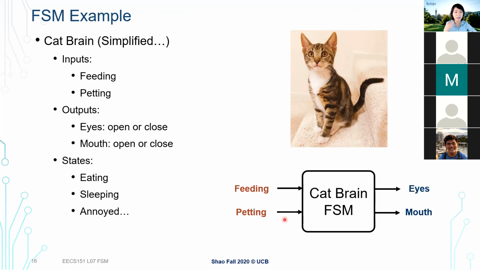So again, the three components of a finite state machine: inputs, outputs, and states. The inputs are human behavior, either feeding or petting, and the output is the state of our circuit. Here we're using the state of the eyes and the state of the mouth to monitor the circuit, the cat brain. And internally, in our very simplified example, we have three states: either the eating state, the sleeping state, or whether our cat is being annoyed.